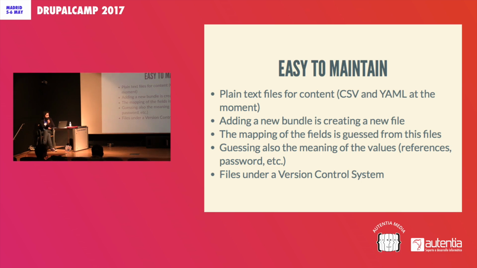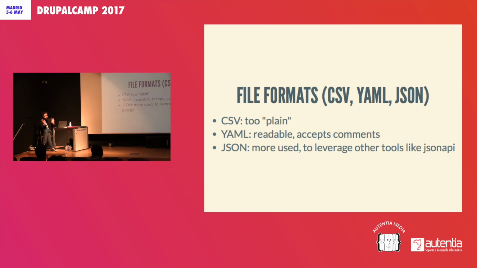And it's very cool that you can have the files under version control, because you can detect, like, okay, you just created two nodes of this content type, but I want 20 nodes at least, because I want to test the pager of a view, for example. And that can happen in code review, or see when something broke because of default content and stuff like that. So this is a small parenthesis because I wanted to talk about file formats.